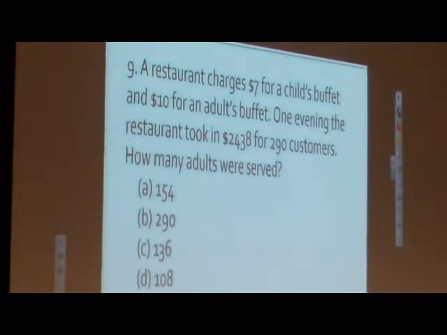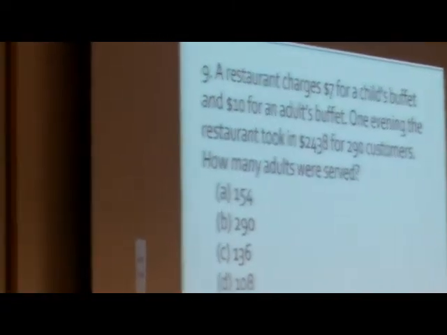The number of customers, and there are two different kinds of customers. What are the two different kinds? Kids and adults. So we have the number of children that came that night. We don't know what that is. We don't know the number of adults either. But I bet we could write some equations very quickly that talk about this relationship. Let's take this more straightforward. 290 customers, what does that tell you?